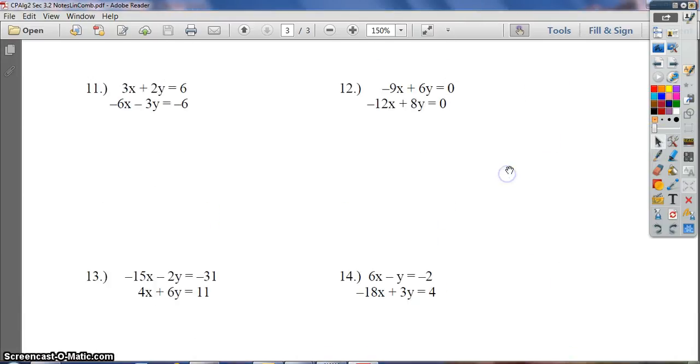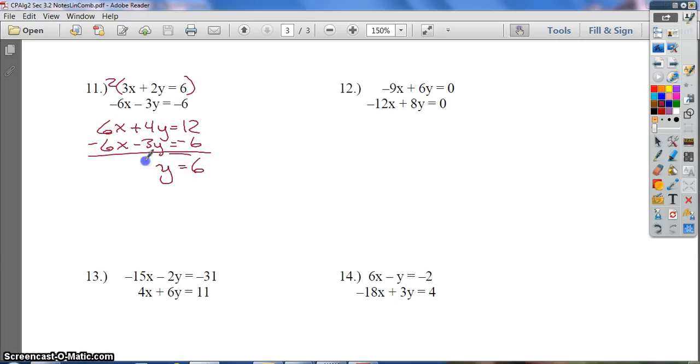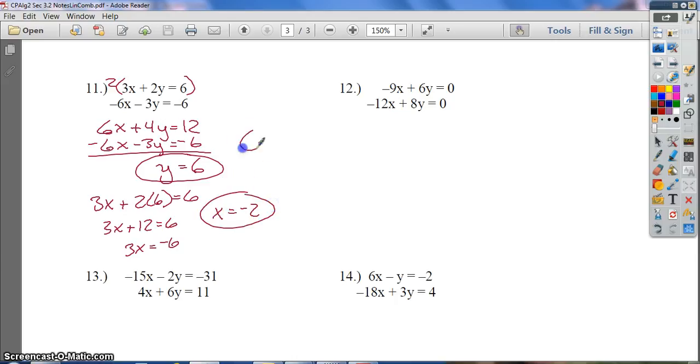We have 11 and 12 here. Okay, looks like I'm going to cancel out my x's by multiplying by 2's. This is 6x plus 4y equals 12. This is negative 6x minus 3y equals negative 6. This is going to be 6. This is going to be y. X's cancel out. I'm going to put y back in. I'm going to get 3x plus 2 times 6 equals 6. So 3x plus 12 equals 6. So 3x equals negative 6. X is negative 2. Okay, so we're looking at negative 2 comma 6. That looks good.